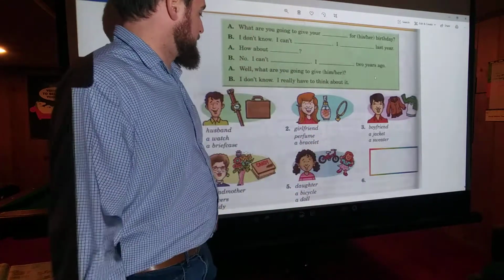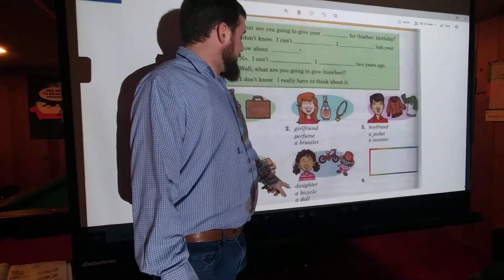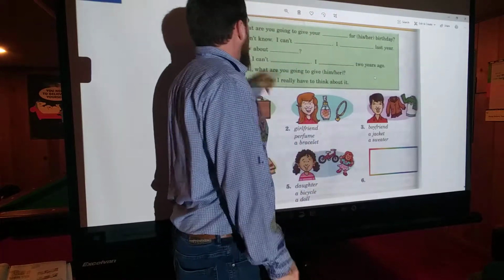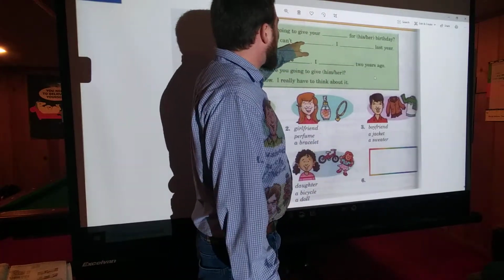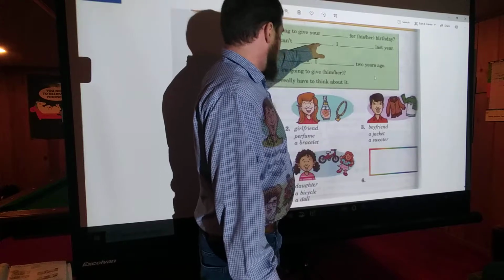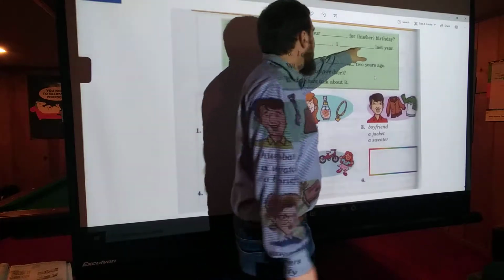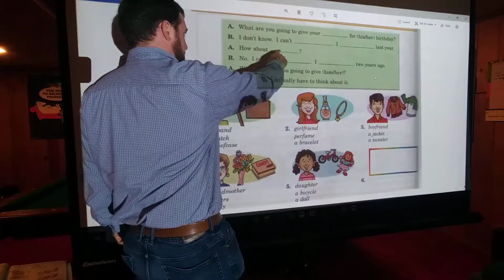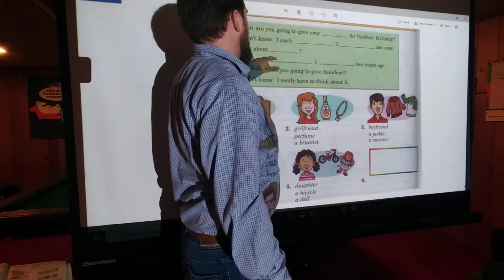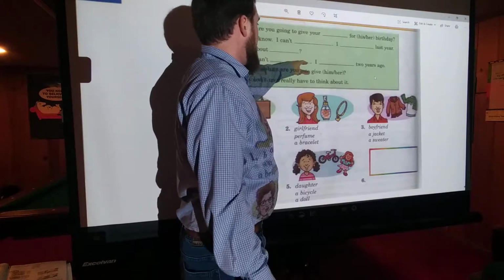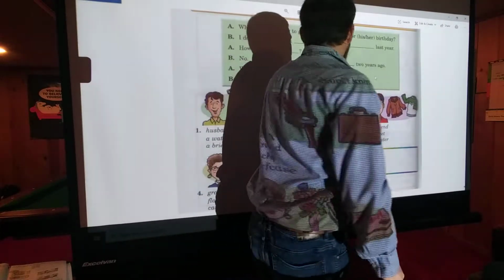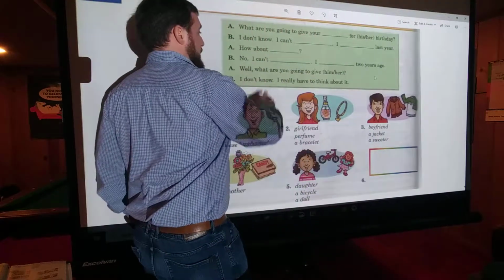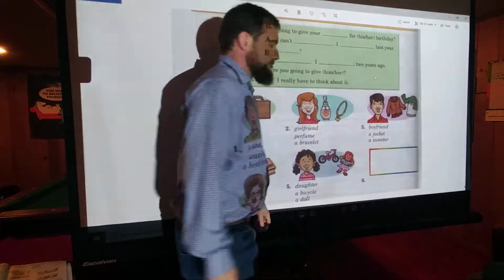Okay, last one. What are you going to give your daughter for her birthday? I don't know. I can't give her a bicycle. I gave her a bicycle last year. How about a doll? No, I can't give her a doll. I gave her a doll 2 years ago. Well, what are you going to give her? I don't know. I really have to think about it.